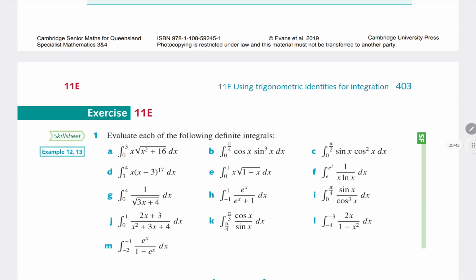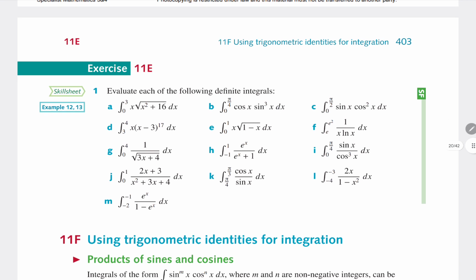There's one question, 13 parts. You need to do a lot of practice, like converting some of the limits. So note that question M.